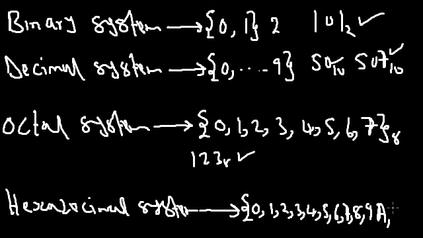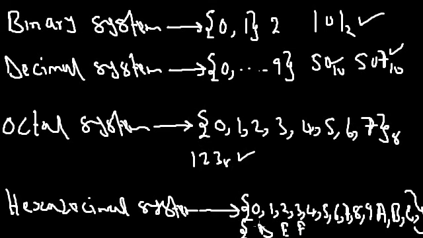Having 11, we have it as B. Having 12, we have it as C. Having 13, we have it as D. Having 14, we have it as E. And having 15, we have it as F. So this is how to express a hexadecimal number that is more than 9. Please make sure you keep that in mind.